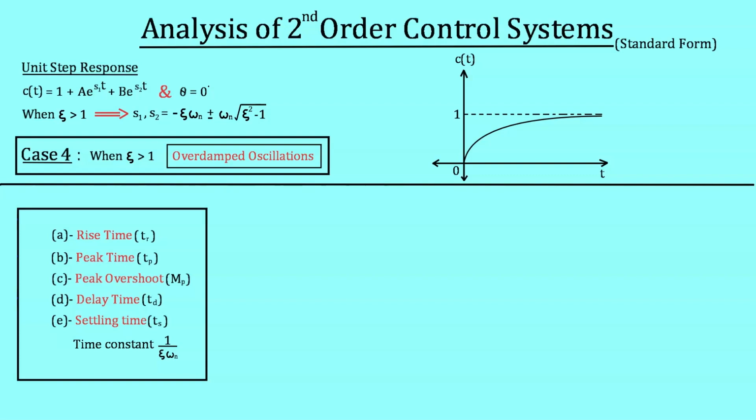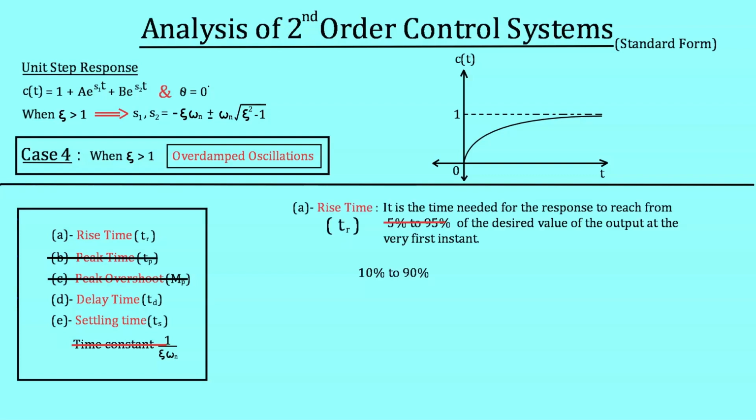So, as we saw in the previous case, peak time, peak overshoot and time constant were not defined, which are not defined here also. The first parameter is rise time, which is defined with a slight difference in the definition from what we have seen for the case of critically damped oscillations. The only difference comes in the value of percentage. The rise time is the time needed for the response to reach from 10% to 90% of the desired value of the output at the very first instant.